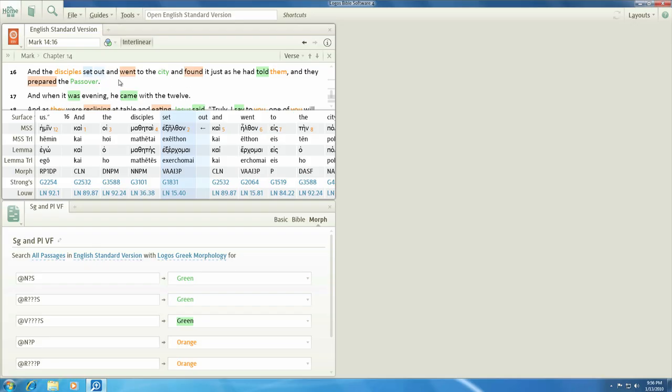All of these are colored orange, along with prepared. We do have one verb colored green, that's because it refers back to Jesus. That pronoun refers to him. So still pretty straightforward. We have plural matching plural.